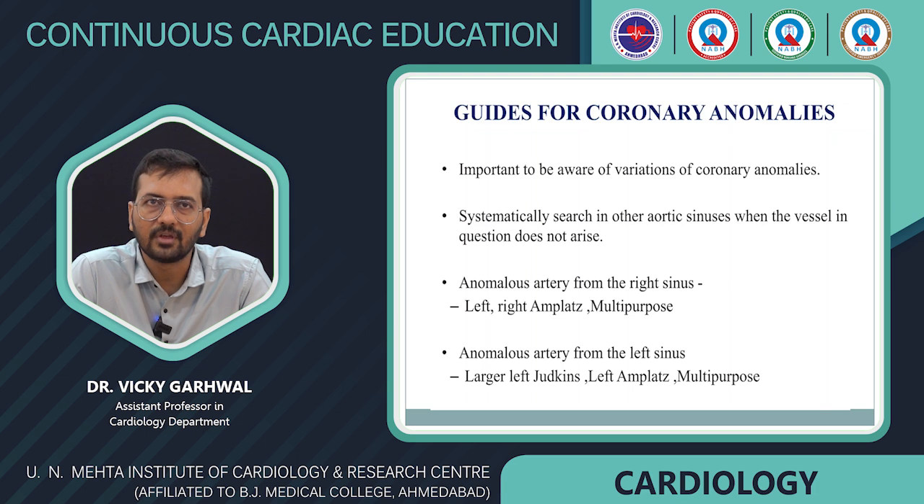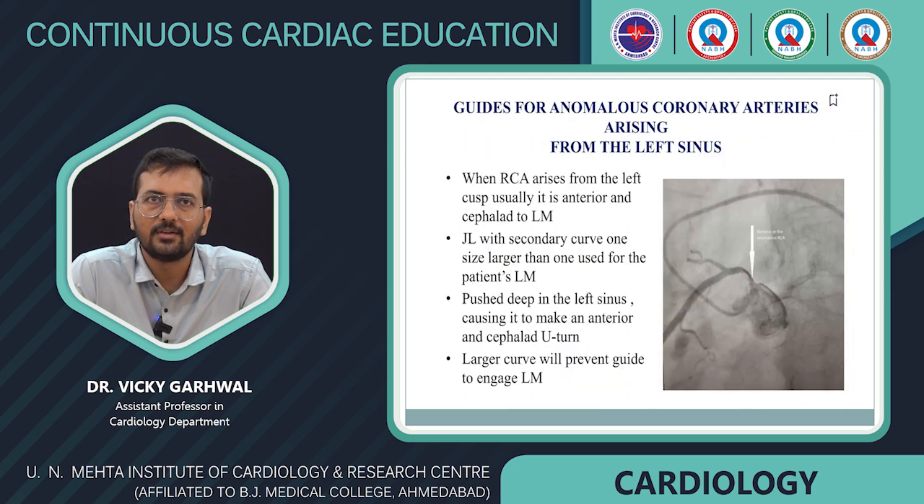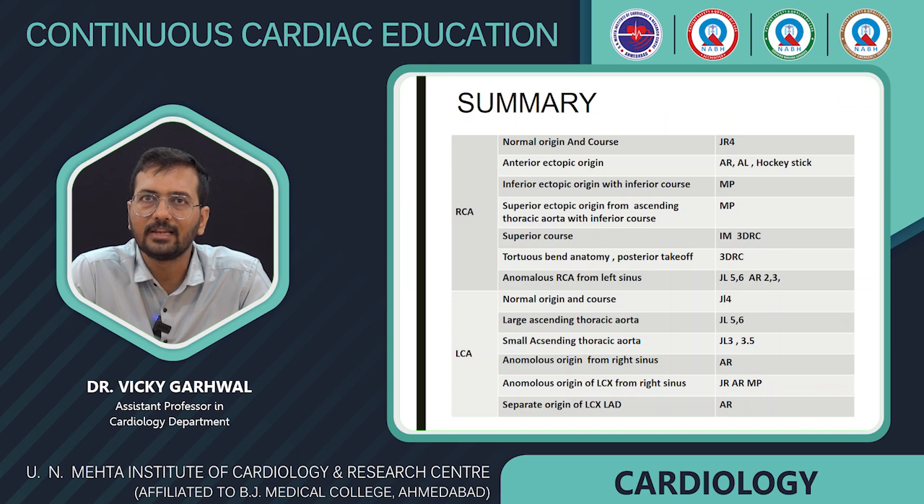For an anomalous artery from the left sinus, like RCA arising from the left coronary sinus, we can use larger left Judkins like size 5 and 6, left Amplatz and multi-purpose catheters. So, guides for anomalous coronary arteries arising from the left sinus. When the RCA arises from the left cusp, it is usually anterior and cephaloid to the left main. So a JL with a secondary curve one size larger than the one used for left main intervention is used for the RCA intervention. Or we can push deep in the left sinus, causing it to make an anterior and cephaloid U-turn. A larger curve will prevent the guide from engaging the left main.